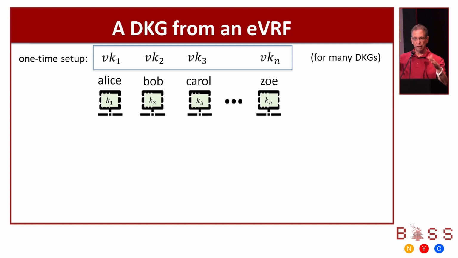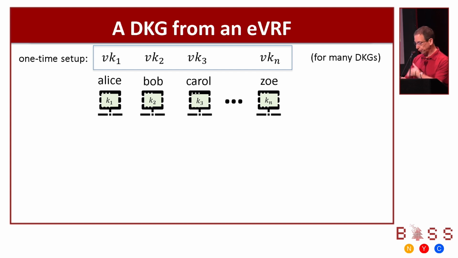I should say, by the way, this sets it up for many, many evaluations, for many possible DKGs, not just for one. So you commit once, and now you can run the DKG protocol as many times as you want to generate many shared keys.